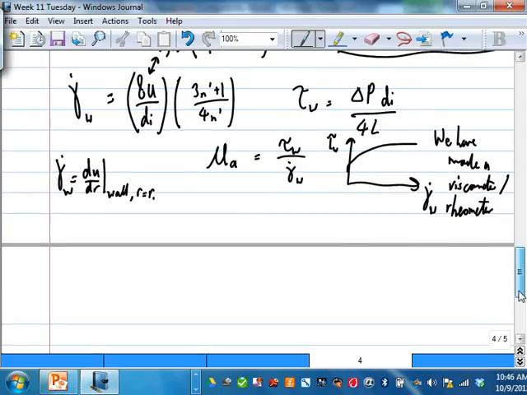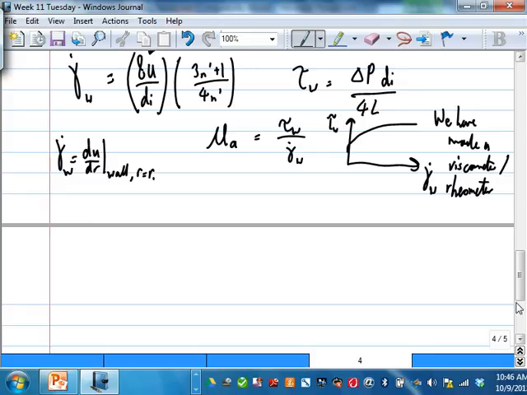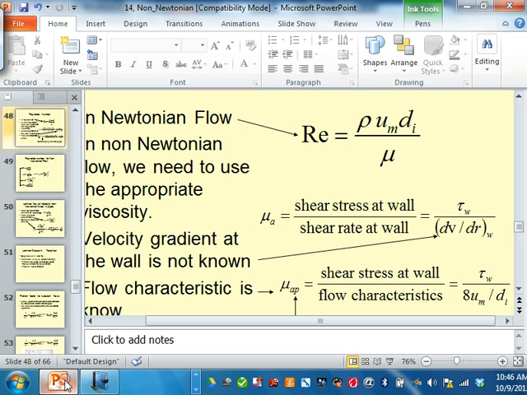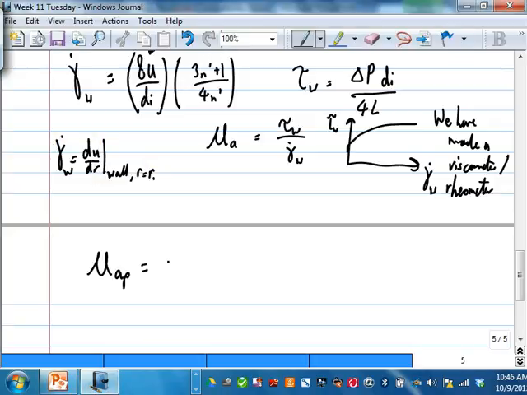Normally the next thing is, when we start our experiment, we may not know all this already. So we define a new quantity called mu AP, which is the shear stress on the wall over 8U over di. The mu apparent is the apparent viscosity, not the real one. This one is just a guesstimate. We don't know what the shear stress on the wall is before we do the experiment, so we need to guess, and a good guess would be to use the flow characteristics instead.